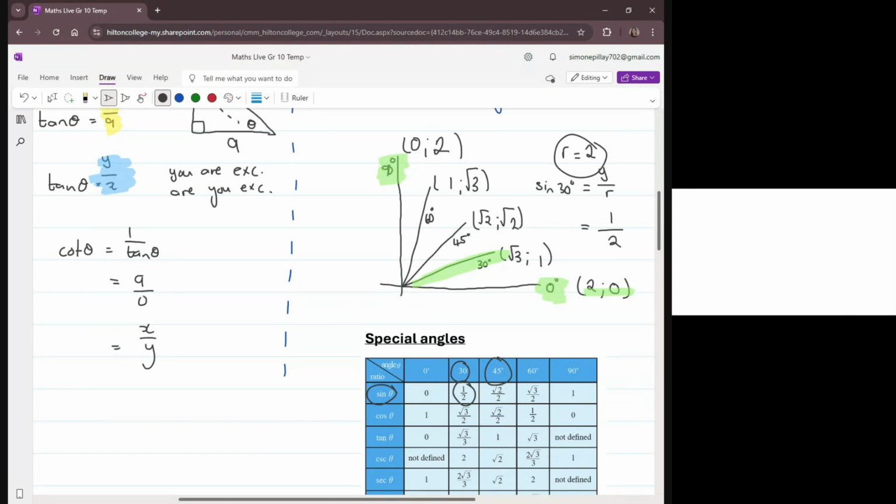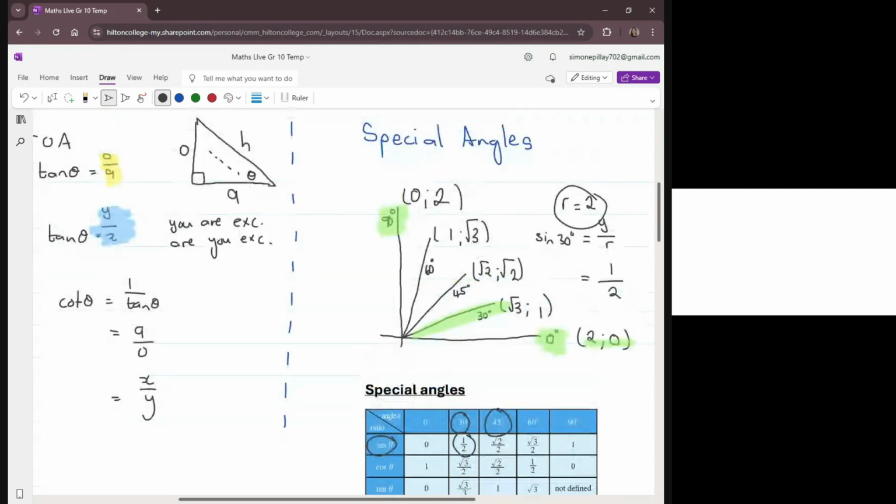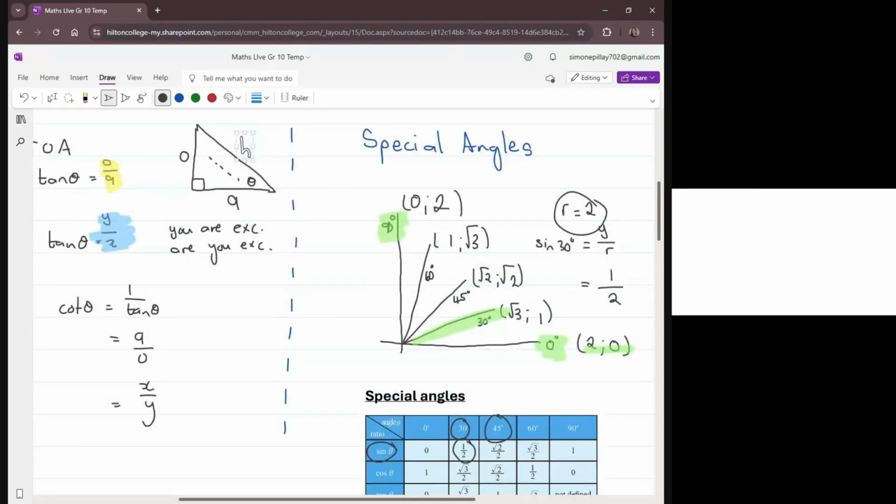So, what does R represent? R represents the hypotenuse. In your triangle, usually we have this value representing the hypotenuse. When we're in the Cartesian plane, the R basically represents your hypotenuse. So in this Cartesian plane, I've drawn a line. This is going to be my X value, this over here is going to be my Y value, and this line that I've actually drawn is the R value. Your R value is always 2, and your X and Y values are determined by this diagram.